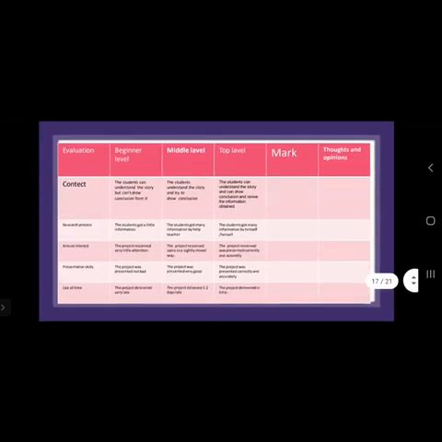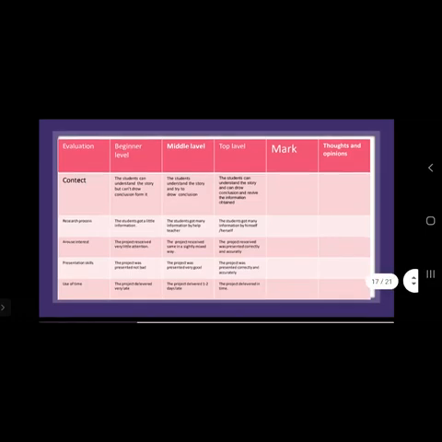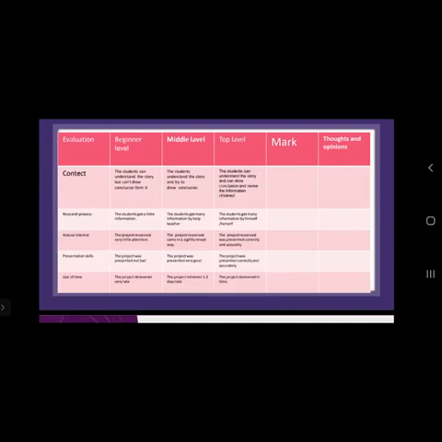And last, we come to evaluation. Our evaluation criteria are context, research process, aroused interest, presentation skills, and use of time. We have three levels: beginner level, middle level, top level, and a mark and our opinions. Context: the students can understand the story but cannot draw connections from it. The student understands the story and tries to draw conclusions. At top level, the student can understand the story, draw conclusions and revise the information obtained.